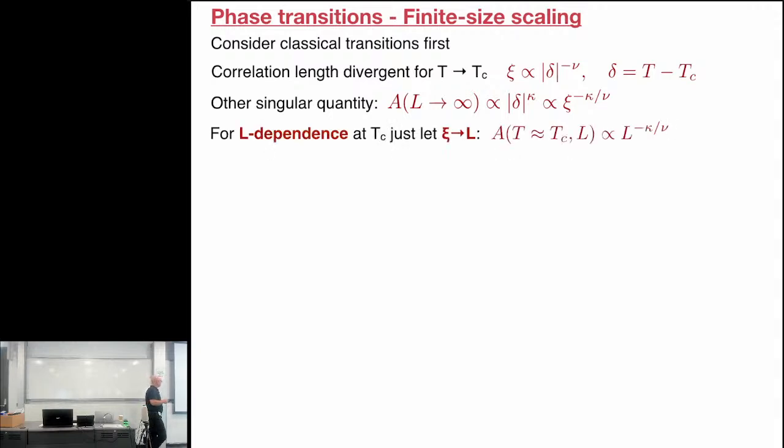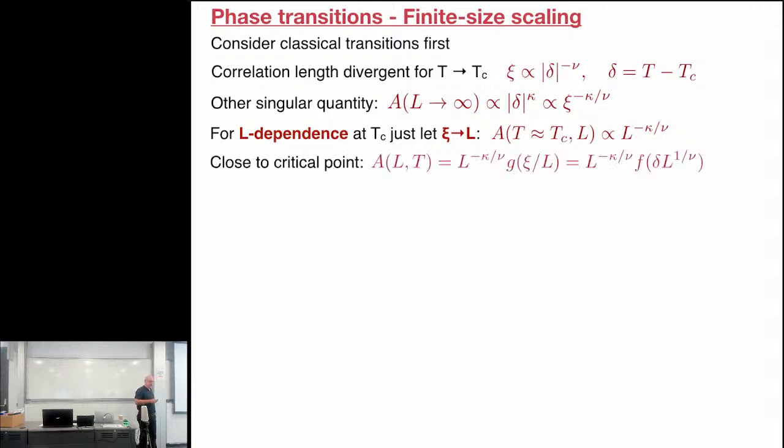So now if we, instead of having an infinite lattice where this can really diverge, have a finite lattice, then the correlation length just stops at L. So then we just replace this by L, and we see that if we are close to the critical point, and closeness can be very well characterized as well, there's this power law decay with the exponent kappa over nu. And in fact, one can go further and say, okay, so if you go a little bit away.